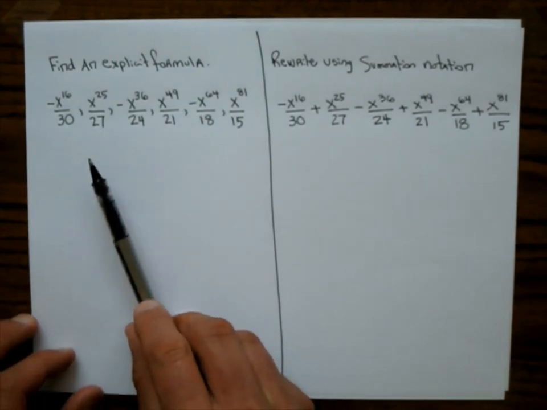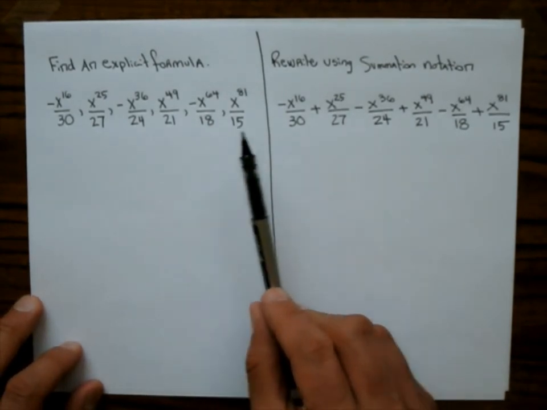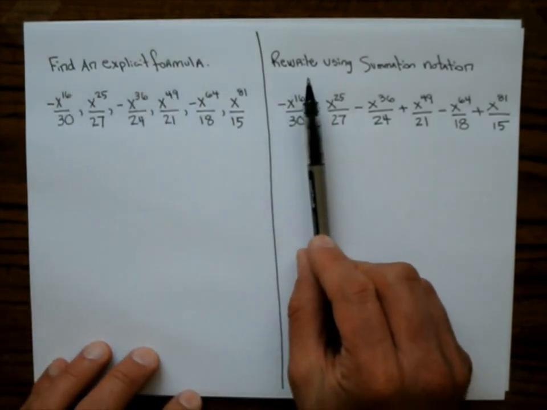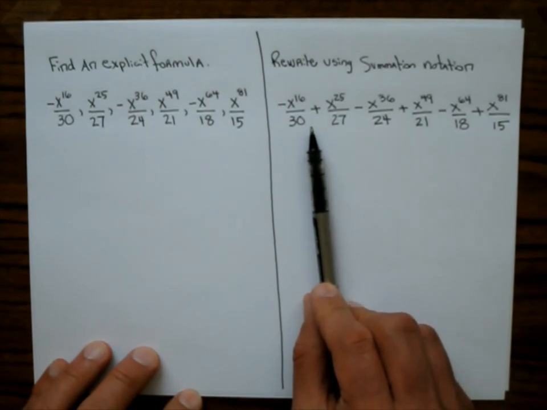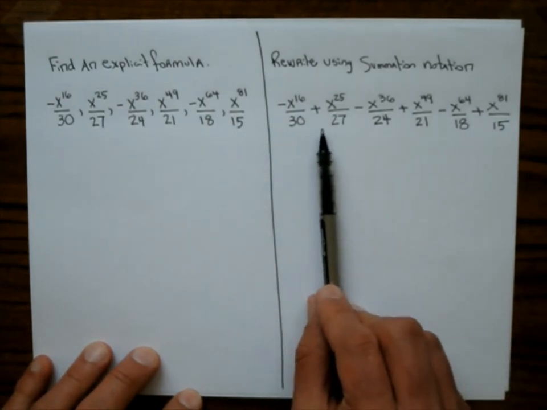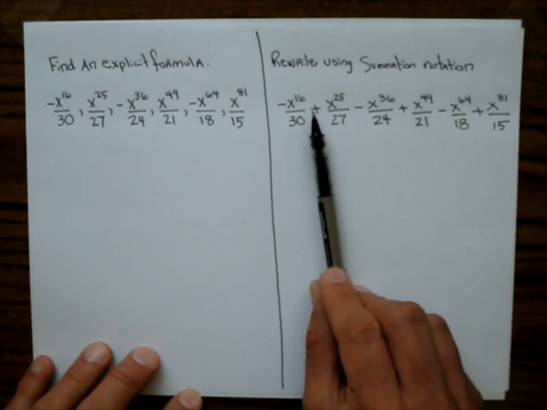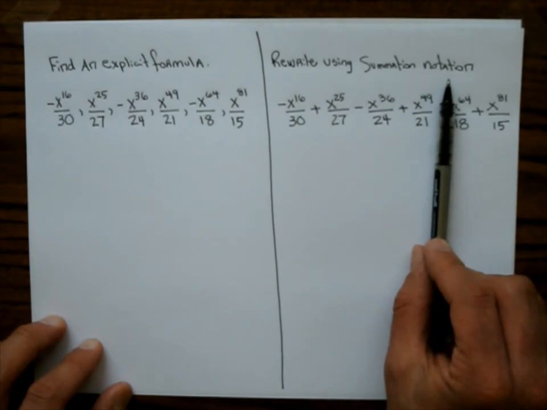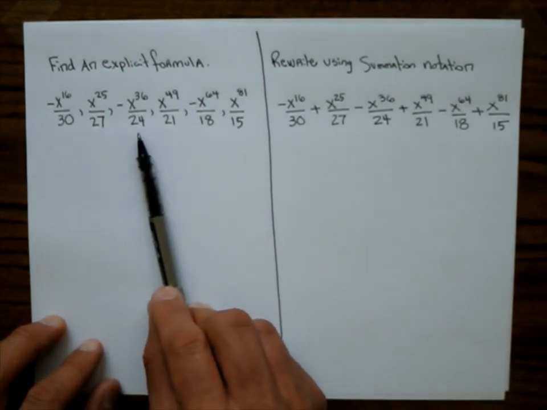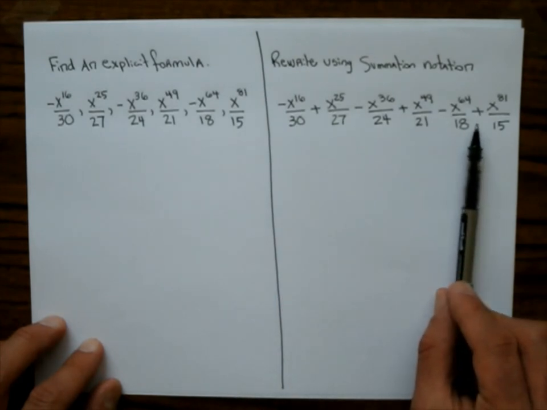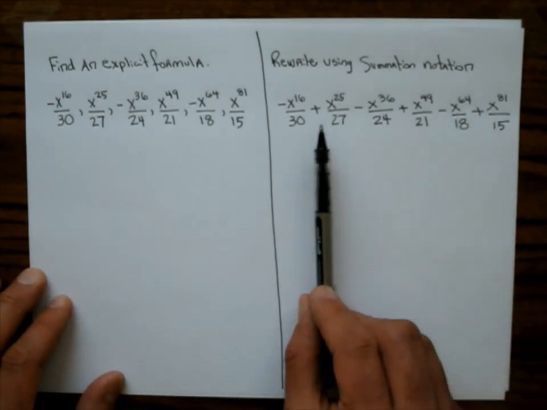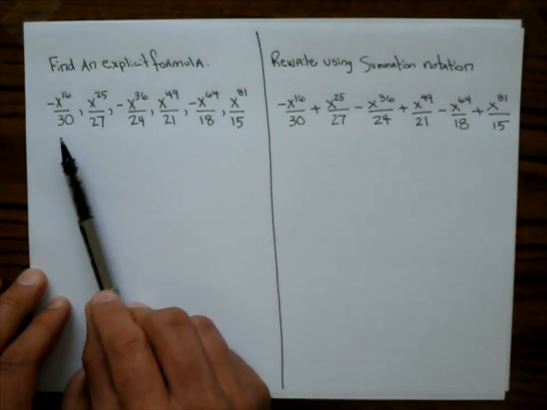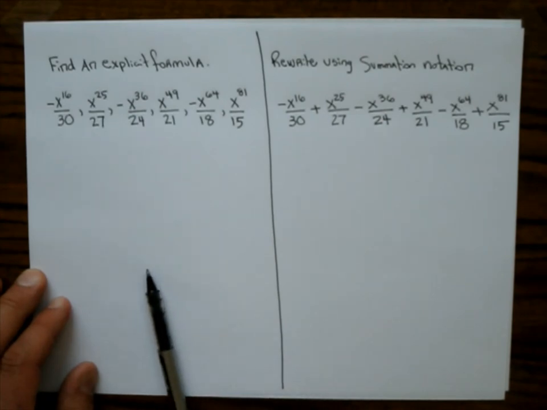So I wanted you to compare these two problems here. Here's a sequence, and it asks you to find an explicit formula. And here is a series. We're adding things together. I know we're adding some negatives. And they want you to rewrite using summation notation. Now, even though one's a sequence and one's a series, they're going to be very similar. There's going to be differences as well. So let's go ahead and do this one, and then when we're done, we'll find that this one's not so bad to do.